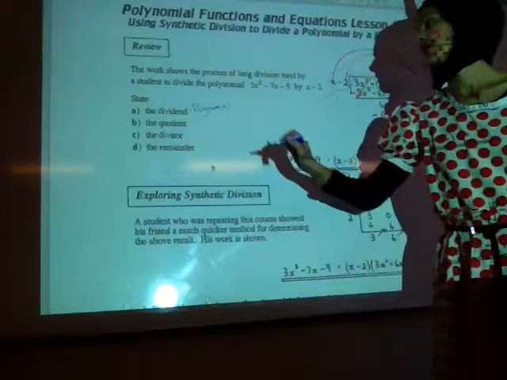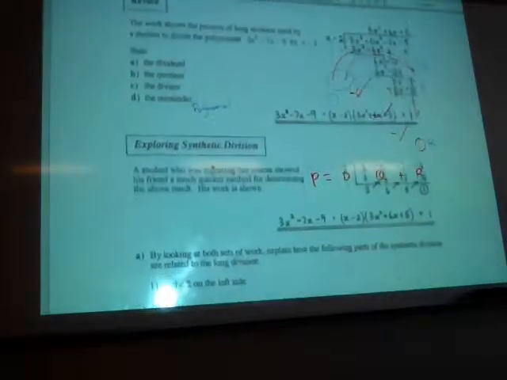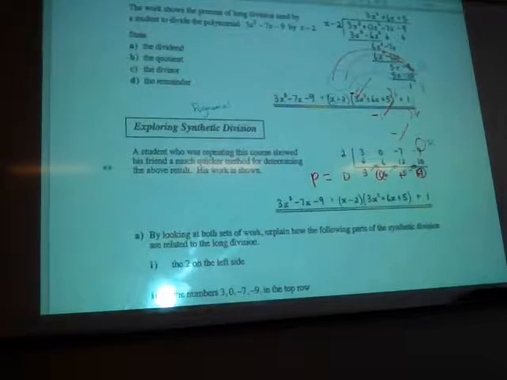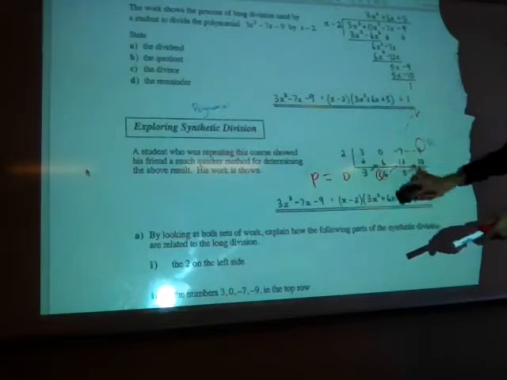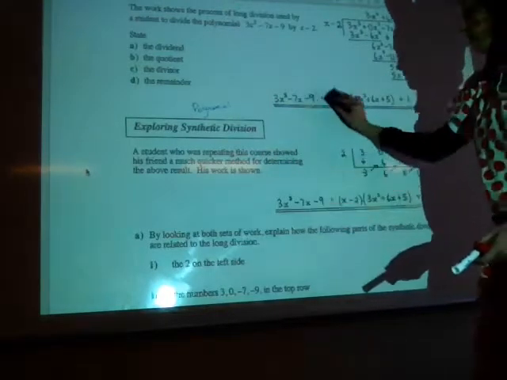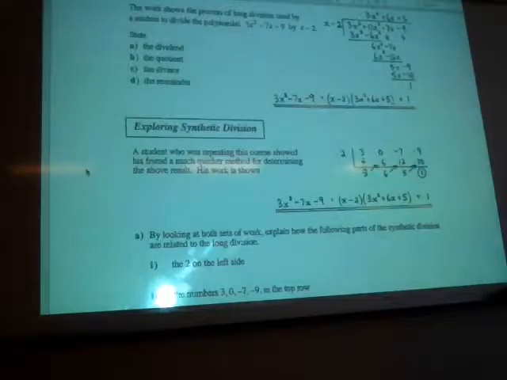Okay. So now let's compare this long division with a new type of division called synthetic division. And we're lucky the first two examples have been given for us, so we just get to observe the process.